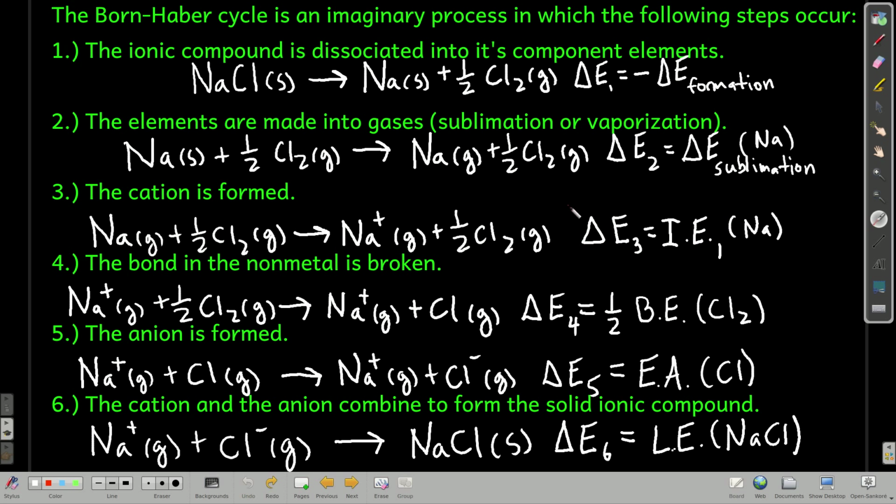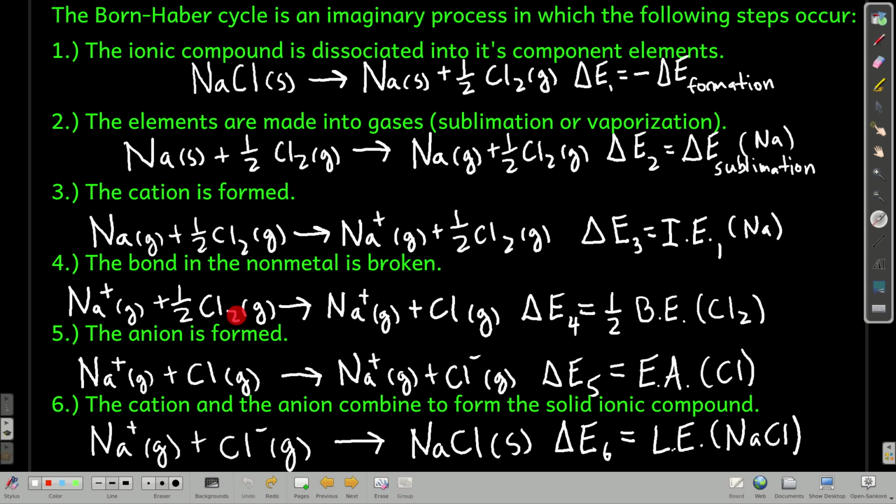Now, if we were to make, say, a positive 2 cation, like maybe it was calcium that we were dealing with, then this change in energy here would be the first ionization energy plus the second ionization energy for calcium, and so on.